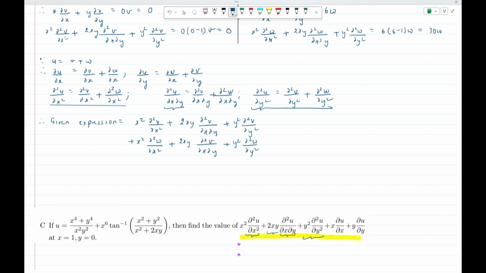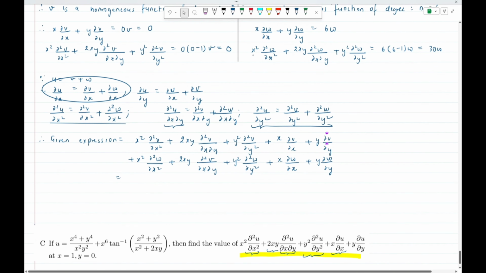Now moving on to the first order part, we need x into partial derivative of U with respect to x. So by using this relationship, it is going to be x into partial derivative of V with respect to x plus x into partial derivative of W with respect to x. And the last term is going to be y into partial derivative of V with respect to y, and over here we will have y into partial derivative of W with respect to y. Now we have got all these values evaluated, which are here.